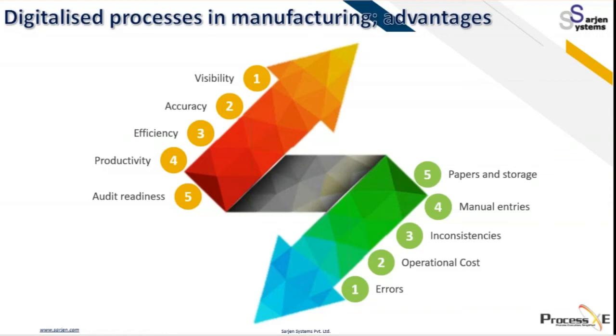If we look into the reduction of operation cost, you can cut down your operation cost on printing hard copies. You can cut down your extra manpower efforts for preparing or developing reports, and for evaluating reports, data and process. Everything you can do on your digital platform, and you can cut down your operation cost.